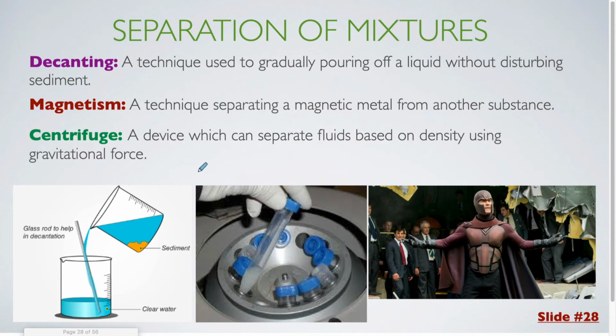This is a device which can separate fluids based on density using a gravitational force. You would have this machine with these little tubes. You put your liquid inside, and it spins around very quickly. Any part of the liquid which is more dense is going to go down to the bottom, and any part that is less dense is going to go up to the top. This would be good for something like a blood sample, where you can separate out the plasma from other components of the blood.